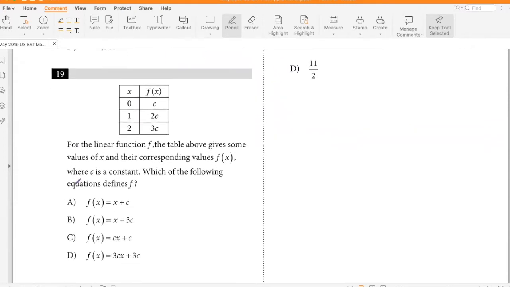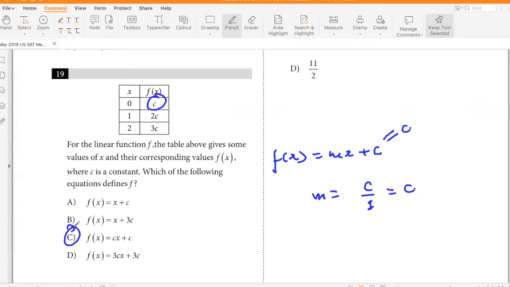For the linear function, the table above gives some values of x and their corresponding values f(x), where c is a constant. Which of the following equations defines f? So we can write f(x) as mx plus c, where m is the slope and c is the y-intercept. So the y-intercept is c itself because (0, c) lies on the graph. So this is c itself and slope will be c by 1. So slope is also c. So f(x) is cx plus c, option C.